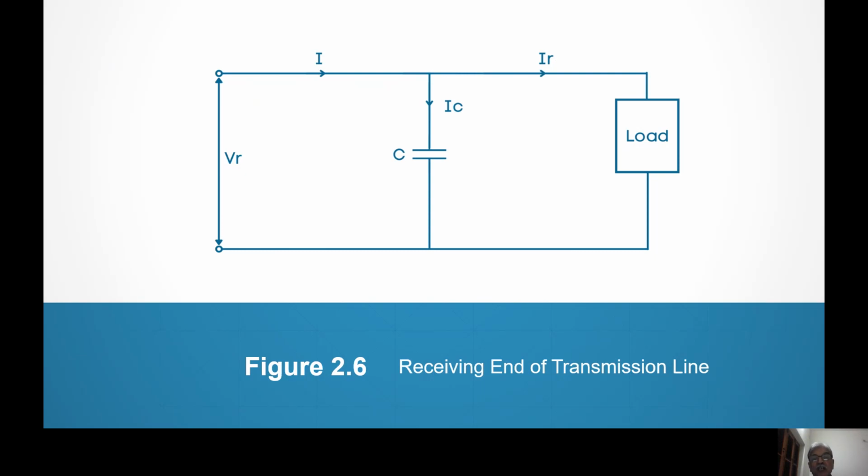Therefore, if you calculate magnitude-wise, I, the current passing through the whole of the transmission line, reduces compared to IR, the load current. And therefore it reduces the line losses, it improves the power factor, right? It improves the regulation. All these advantages because of the capacitance that is there.